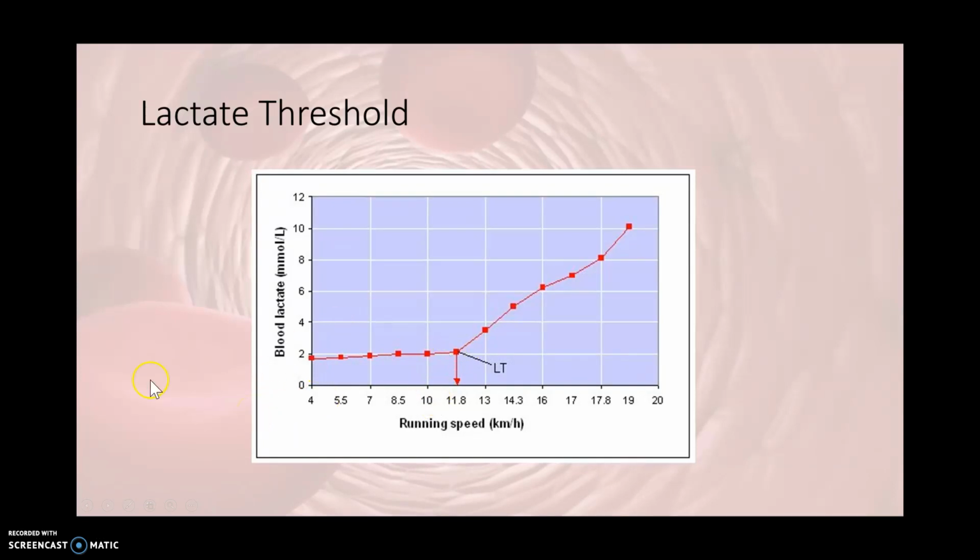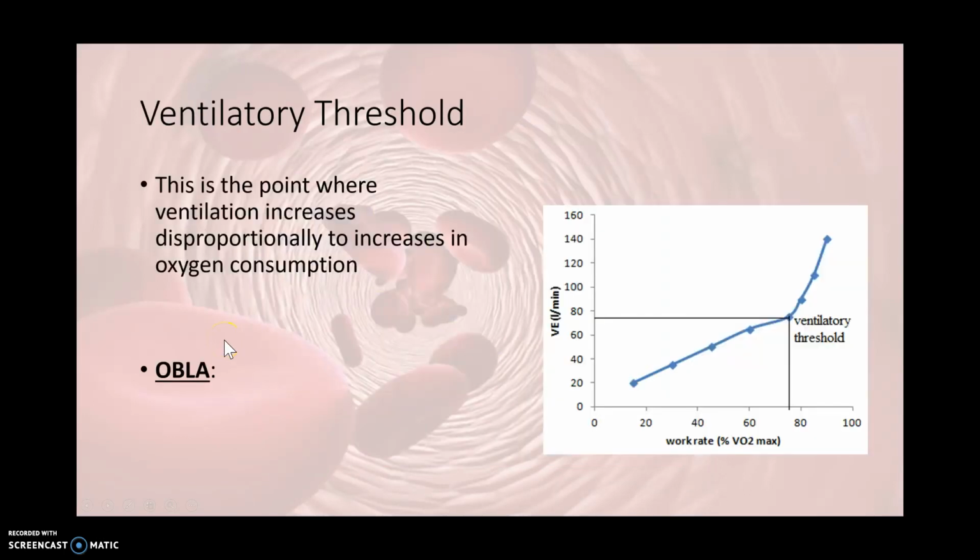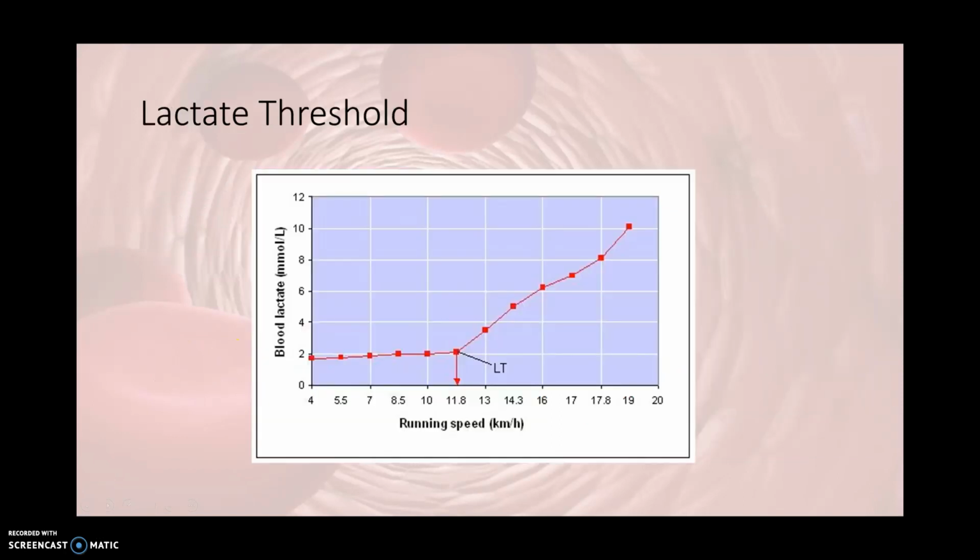Usually, OBLA, at 4 millimoles per liter, is the onset of blood lactate accumulation. That's usually when we start to see it in the blood start to accumulate. But our threshold is where we can no longer keep up with clearing it, right? So we are doing a decent job here during exercise. Someone's running at 8, 8.5 kilometers per hour, 10 to 11.